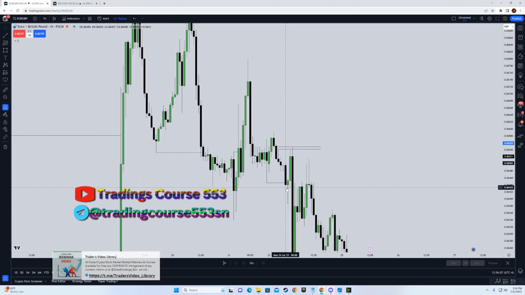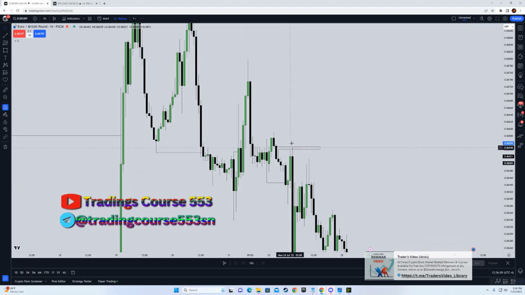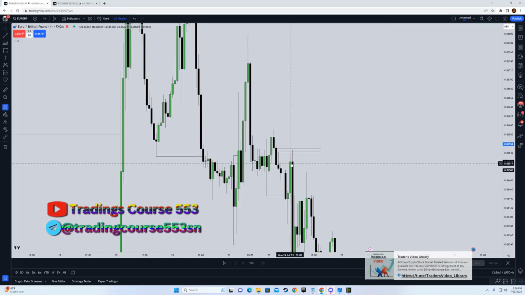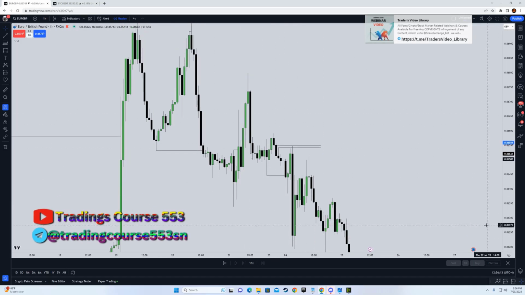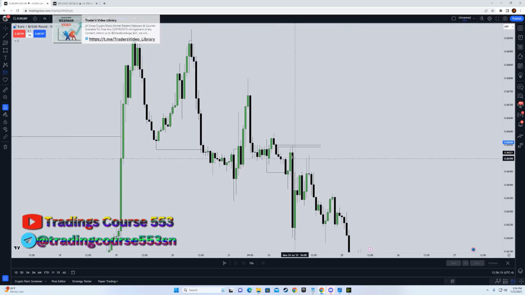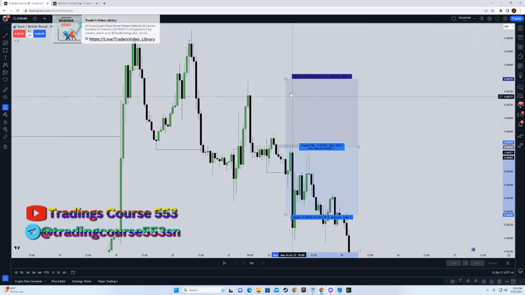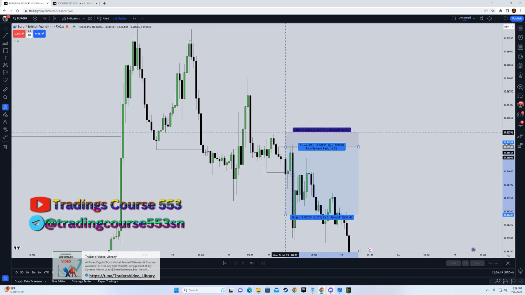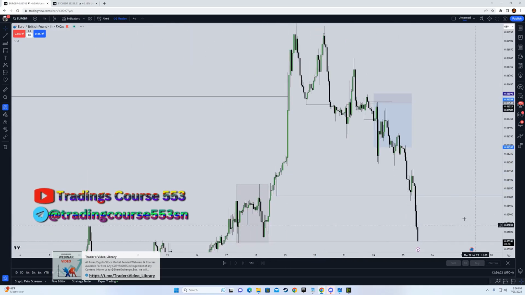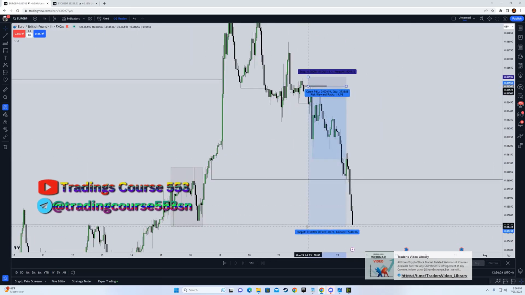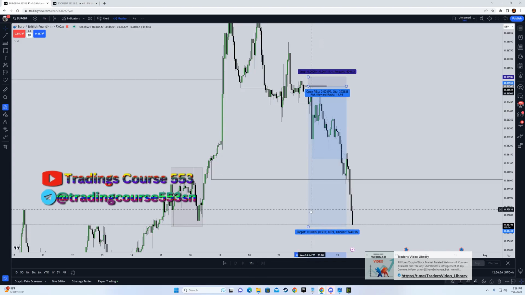Once you have that, look at where the unmitigated fair value gap is. This right here is the fair value gap that we're talking about. Now this is your second distribution entry model. And guys, once you get this setup, there's like no going back.